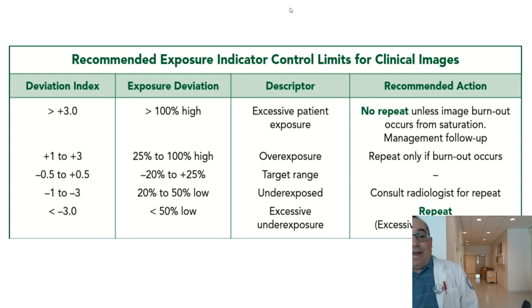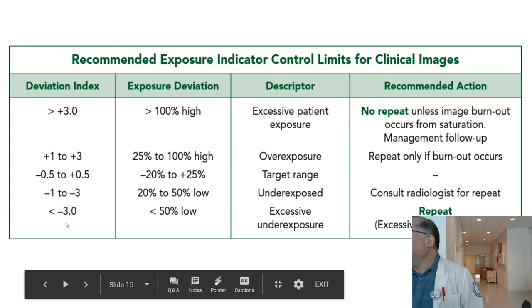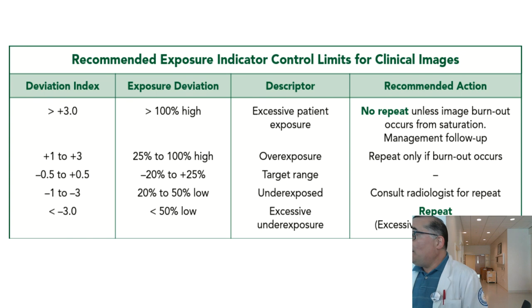All right. So one, anything over three is way too much exposure. But of course, we don't repeat usually because the images still look good. Now, we're going to skip around a little bit for good reason, I think. Anything lower than a negative three. So notice we went from positive three to negative three. Anything lower than a negative three is a huge, excessive underexposure. That's definitely a repeat.